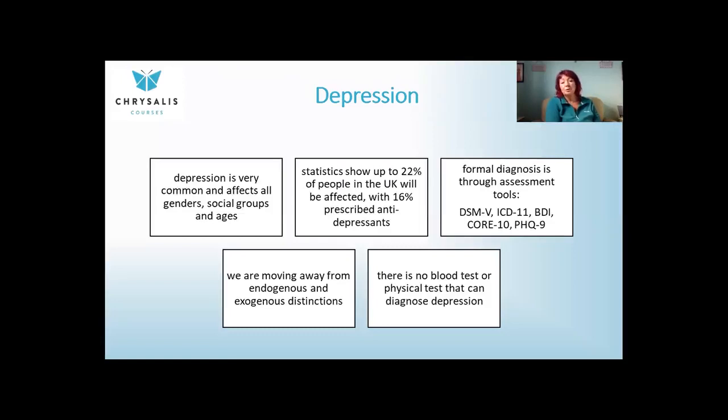So it affects all genders, social groups and ages. There isn't really anybody who can't get depression. The statistics show that up to 22% of people in the UK will be affected, with 16% prescribed antidepressants. And formal diagnosis is through assessment tools. So the DSM-5, the ICD-11, the BDI, Core-10 and PHQ-9, and I'll talk more about them a bit later.